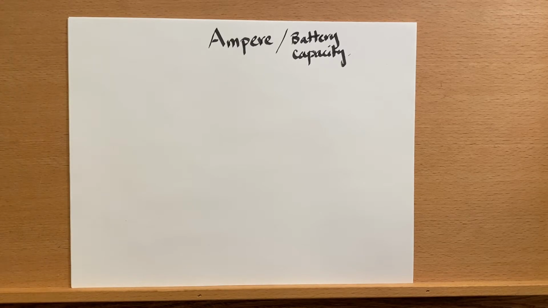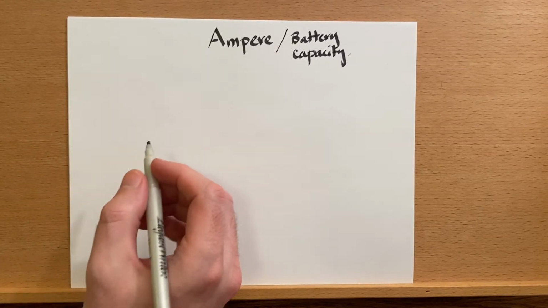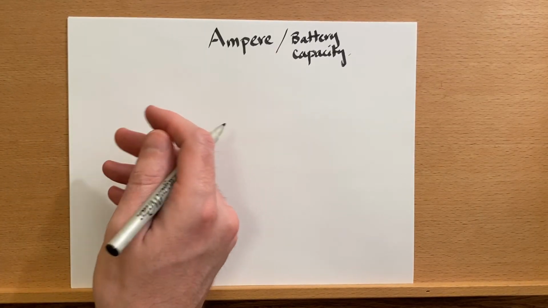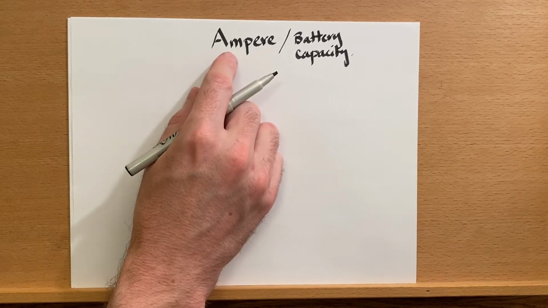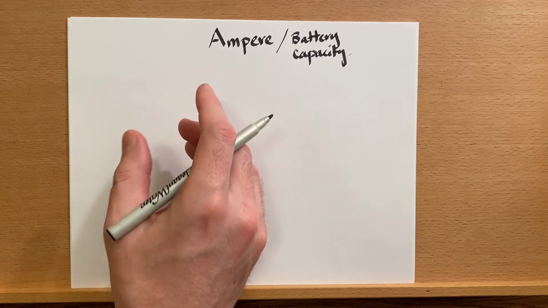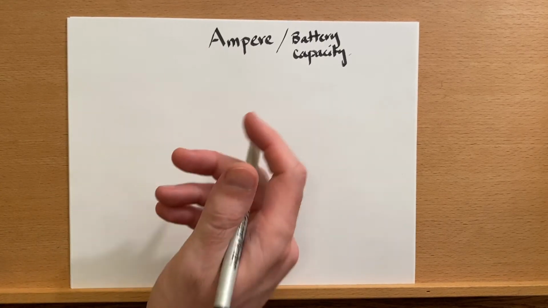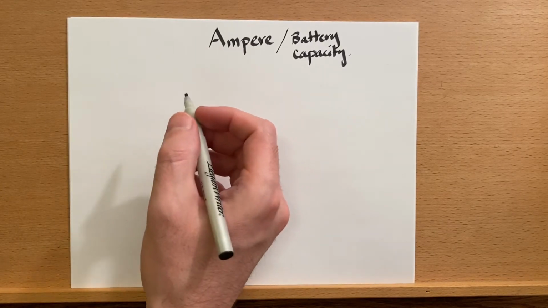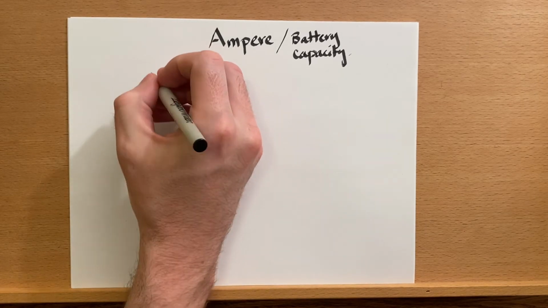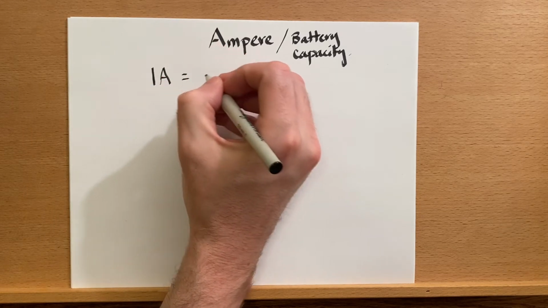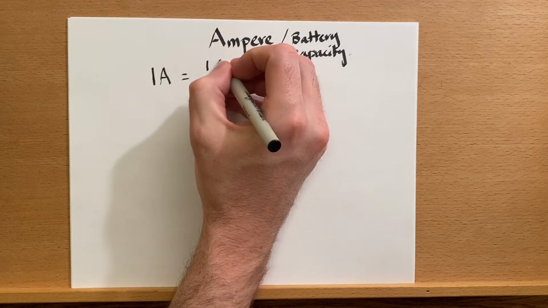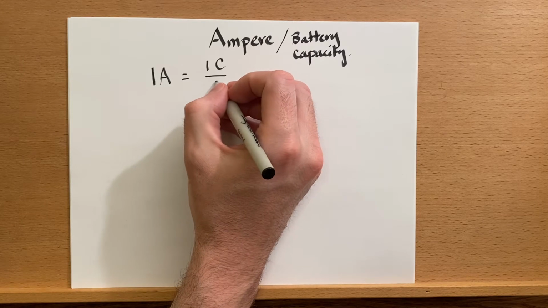Well, we use a unit called an ampere, and an ampere is equal to 1 coulomb per second. So it's a rate-based unit. This is called current. Current is measured in ampere, or you might have heard it called amps. So 1 ampere is equal to 1 coulomb per second.